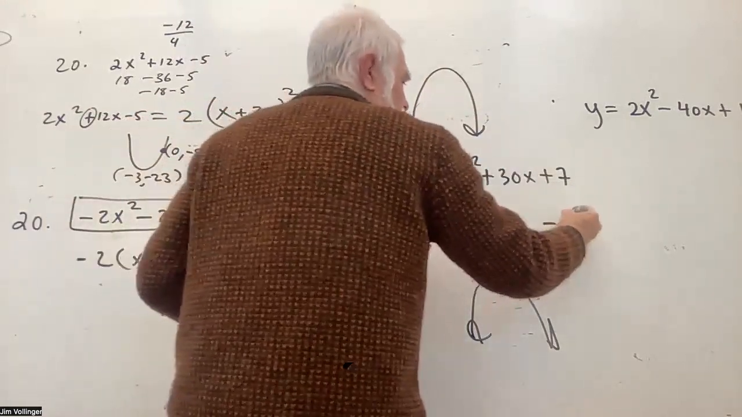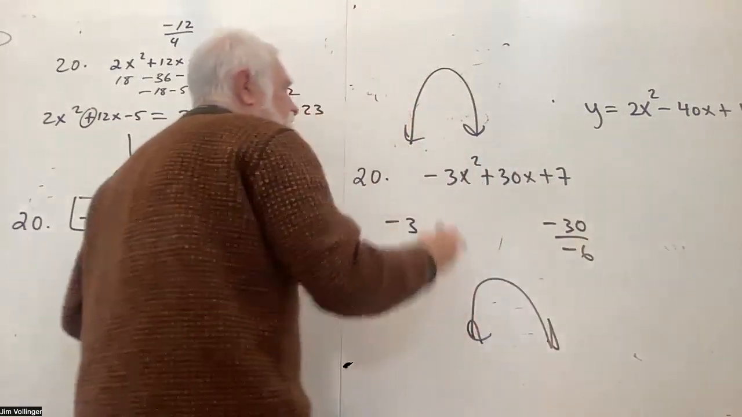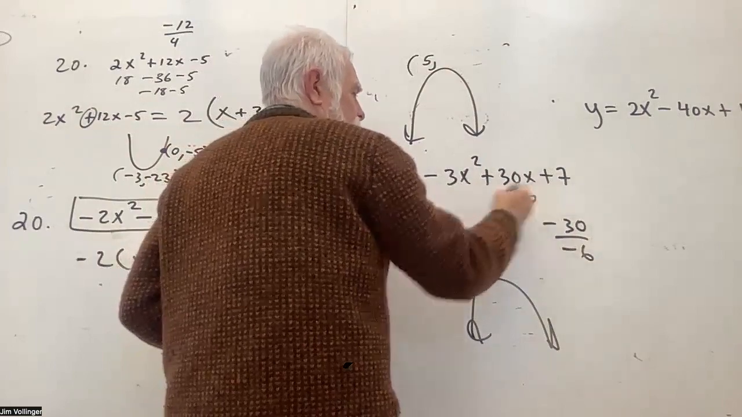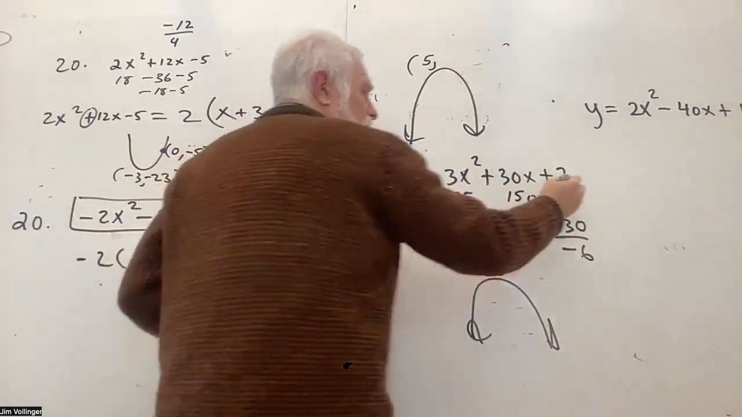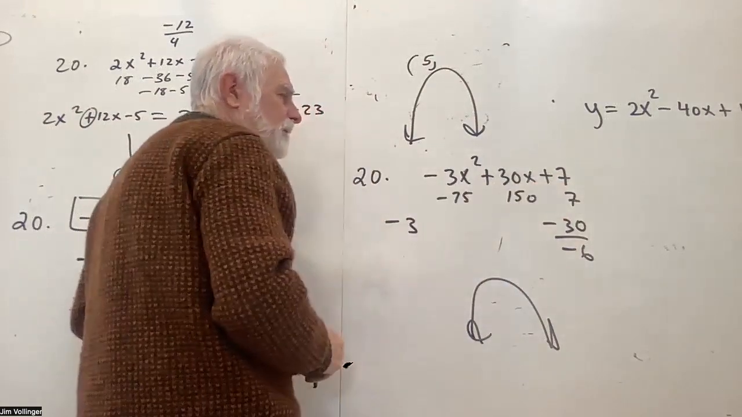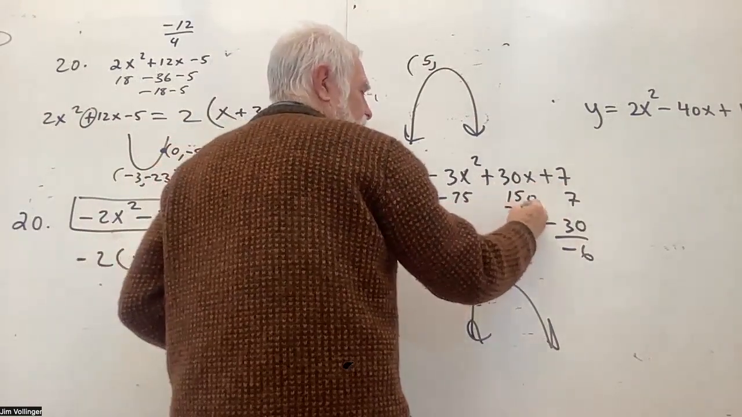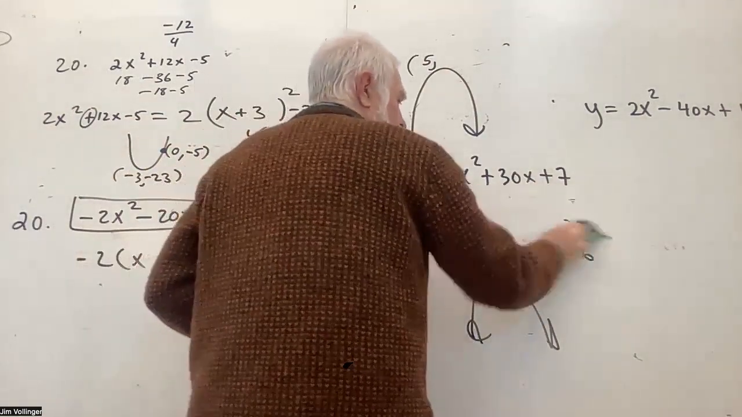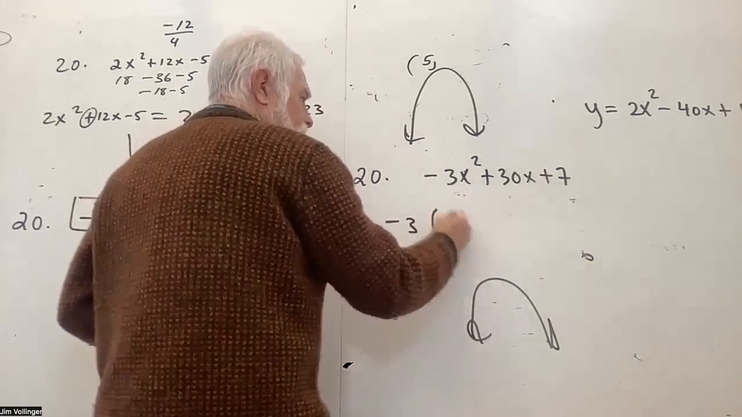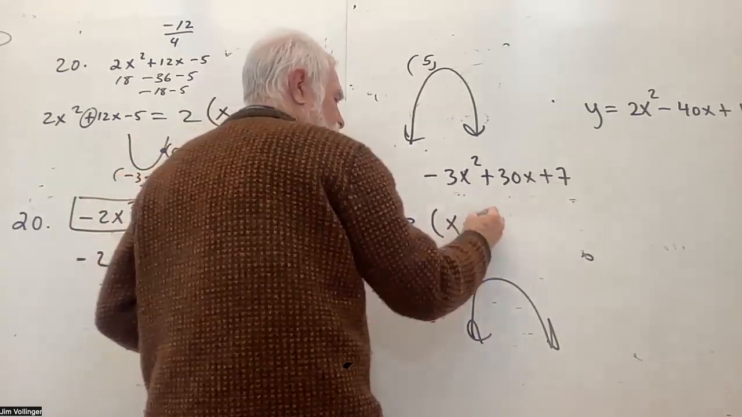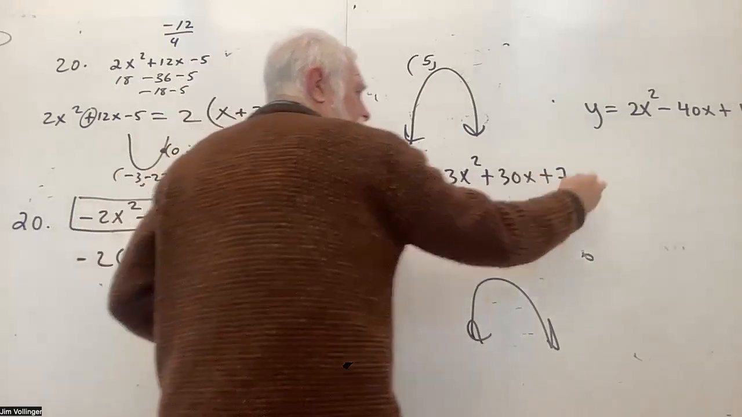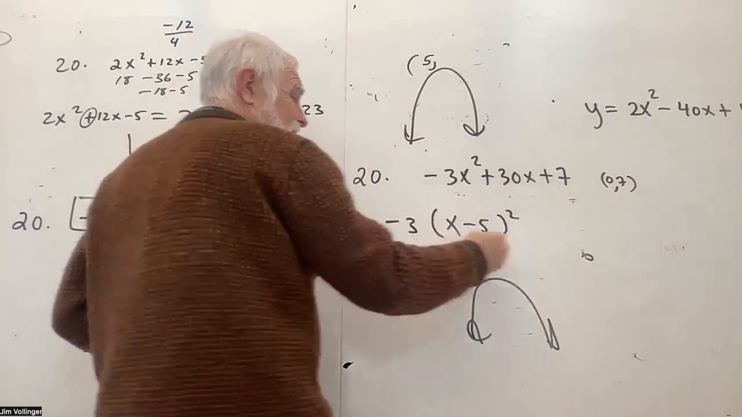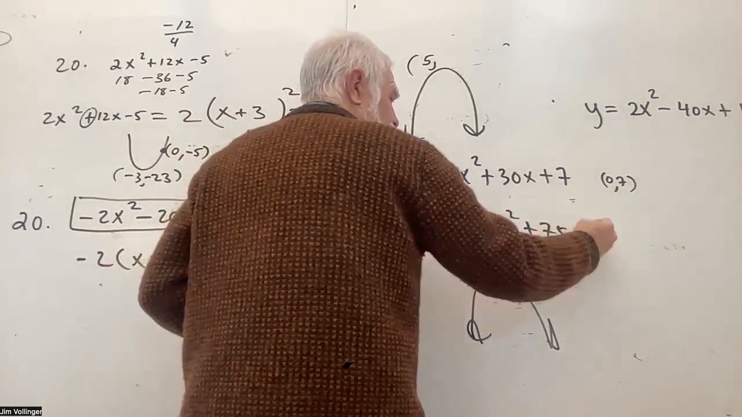Minus b, minus 30 over minus 6, positive 5. If I put a 5 in, that's 150. This should be minus 75, it is. And that's 7, and if I put those things together, I should get 75 plus 7, I should get 82. But I'm going to do it this way. What did we say it was? 5? So x minus 5 squared. All right, if I put a 0 in, I should get a 7 out. What do I get if I get a 0 in here? Minus 75. I'll get rid of that. And then I'll bring in the 7.